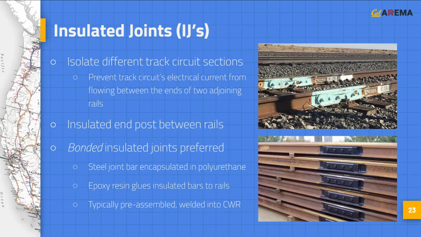The most common type of insulated joint is the bonded insulated joint. Steel joint bars are encapsulated in insulating polyurethane, and an epoxy resin is used to glue the insulated joint bars to the rails. Bonded IJs are typically sold pre-assembled in various lengths, and the completed assembly can be welded directly into the track structure.